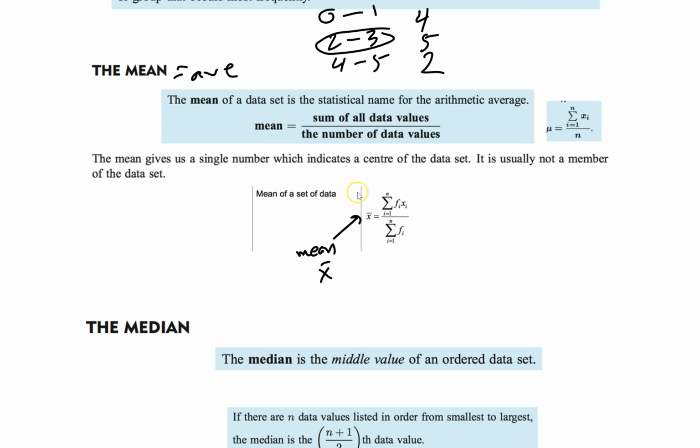Don't forget Σ means sum. So it's the sum of the f, where f is frequency: the sum of the frequencies times the x value over the sum of the frequencies. Basically it means what it says: the sum of all the data, the total data, over the number of data gets you the average, just like we've been doing in grade school.